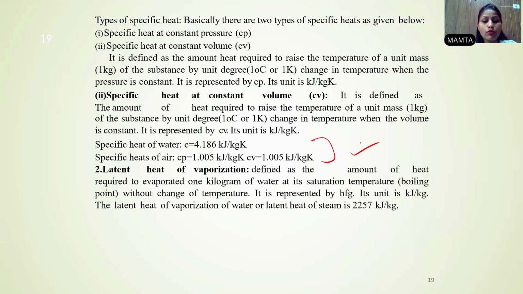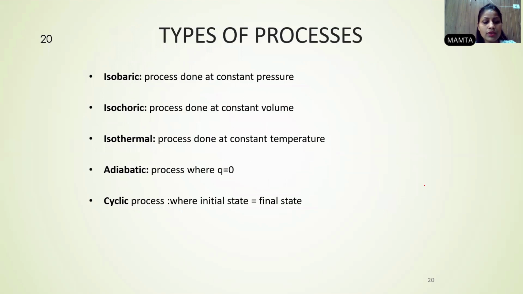Now latent heat of vaporization is defined as the amount of heat required to evaporate 1 kilogram of water at its saturation temperature. Saturation temperature is basically the boiling point. It is represented by hfg. The unit is kilojoules per kilogram, and this is the value of latent heat of vaporization of water, or we can say latent heat of steam.